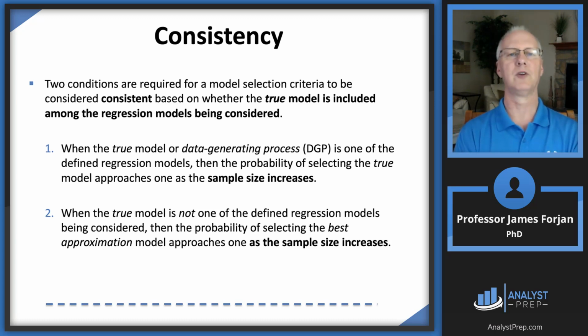How about consistency? There are 2 conditions required for a model selection to be considered consistent. All right, and this is based on whether the true model is included among the regression models being considered. Okay, and that should make perfect sense. All right, two parts here. So the first part, when the true model is one of the defined regression models, then the probability of selecting the true model approaches 100% as the sample size increases. And when the true model is not one of the defined regression models being considered, then the probability of selecting the best approximation model approaches 1 as the sample size increases. All right, so those should make perfect sense there.